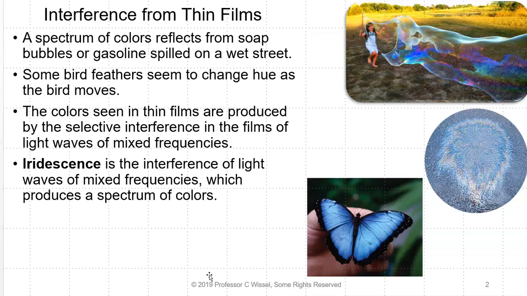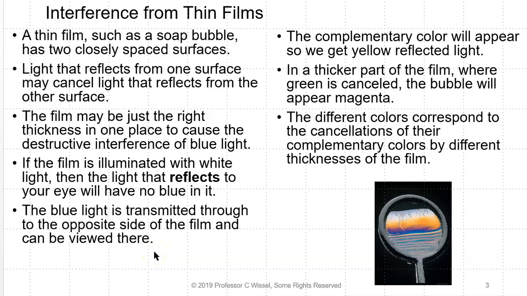The colors seen in thin films are produced by the selective interference in the films of the light waves and mixed frequencies. Iridescence is the interference of light waves and mixed frequencies, which produces a spectrum of colors. A thin film, such as the soap bubble, has two closely spaced surfaces. Light that reflects from one surface may cancel light that reflects from the other surface. If the film is just the right thickness, it could cause, say, the destructive interference of blue light. If the film is illuminated with white light, then the light that will reflect to your eye will have no blue in it. Instead, you will see the complementary color of yellow reflected.